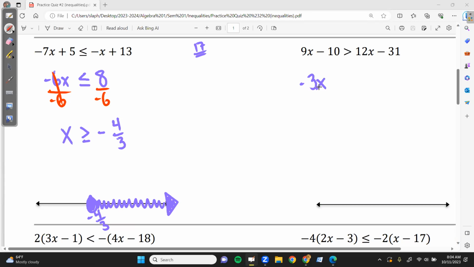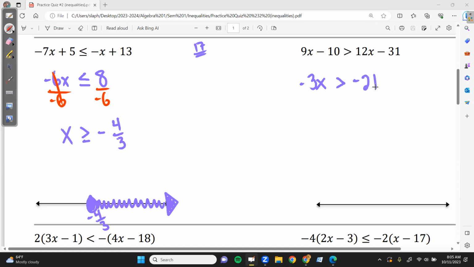-3x. And I say to you the same thing I always will, and that is if the x's take over one side, which they have, then the -10 is no longer welcome there. So we have to get rid of him by adding 10. My sign does not change. It will only change when you multiply or divide by a negative. So when I add 10 across, what is -31 plus 10? -21.